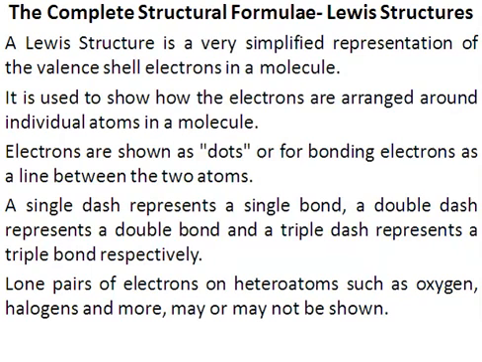The Lewis structure is a very simplified representation of valence shell electrons in a molecule, right? This shows how the electrons are arranged around individual atoms in a molecule. Normally we show electrons as dots, or you may use bonding electrons as a line between 2 atoms. If you have a single bond, we write a single dash. If you have a double bond, we write a double dash. If we have a triple bond, we write a triple dash.